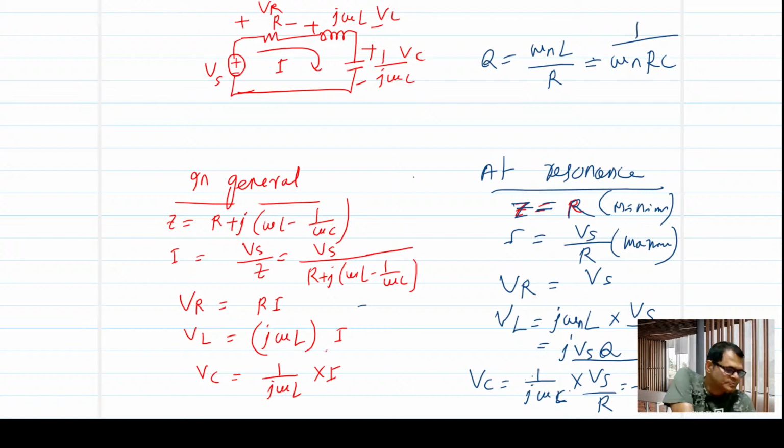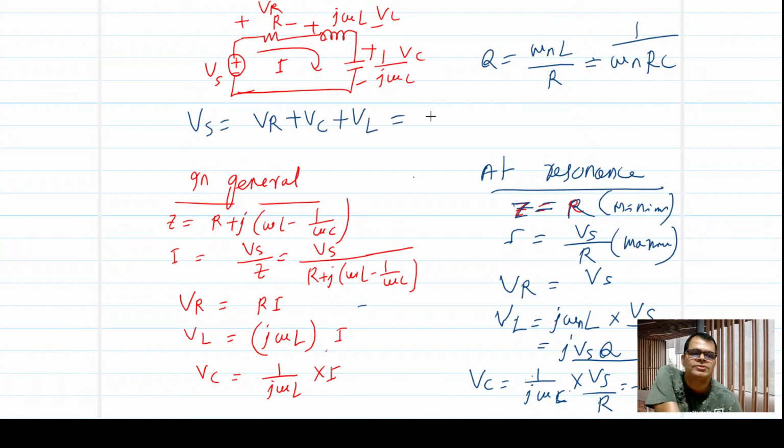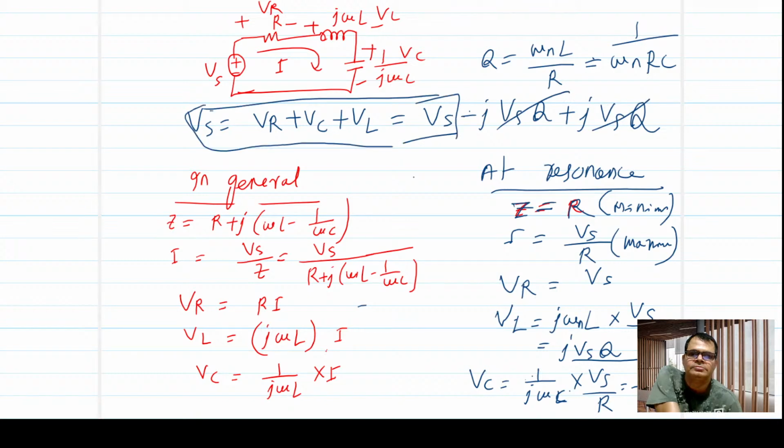Now you can easily see Vc. So total voltage Vs is equal to Vr plus Vc plus VL. So Vr at resonance is equal to Vs, and Vc is equal to minus j Vs Q, and VL is equal to j Vs Q. So these cancel, and you only have the Vs at resonance. Right?